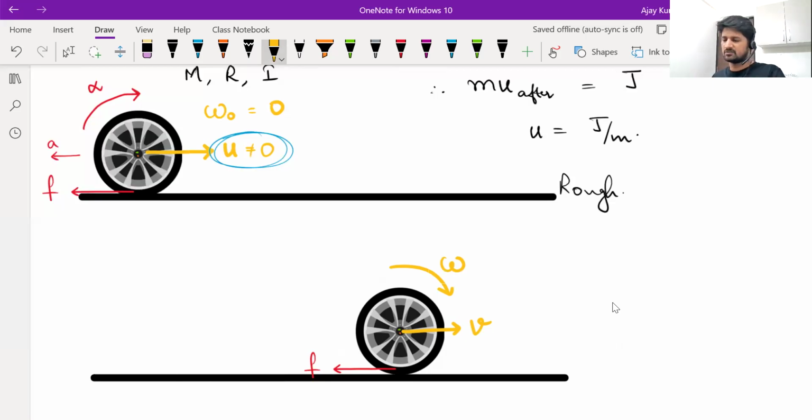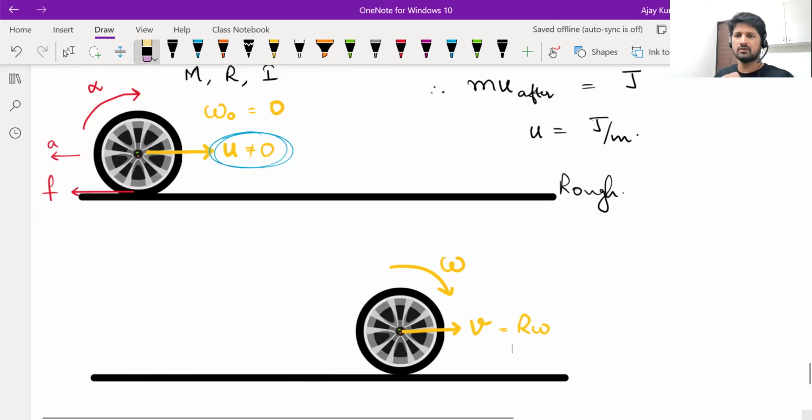It's a horizontal surface, no? Once V becomes equal to R omega, it means friction has prevented slipping. And after that, there's no force to increase or decrease V, or increase or decrease omega. The system will automatically not be disturbed after that. So the system will continue pure rolling, and there's no need for friction to act. So once V becomes equal to R omega, friction stops acting.